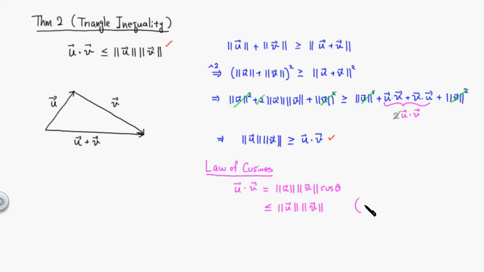Since cosine of theta is less than or equal to 1, you're replacing this guy by 1. Then that's the inequality we wanted. So this is probably the slicker way of proving the triangle inequality. But the first one is more meaningful because you actually start with the triangle inequality. That's Theorem 2, triangle inequality in vector form. I hope that this was clear.